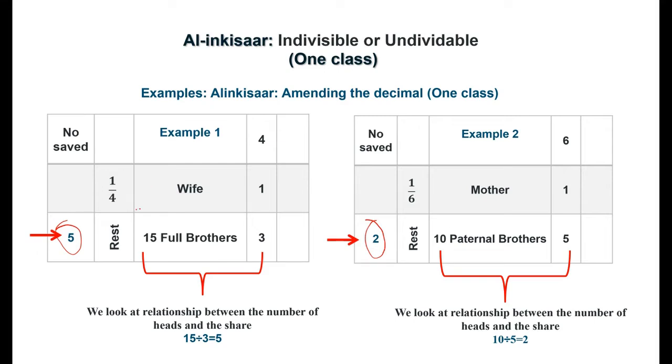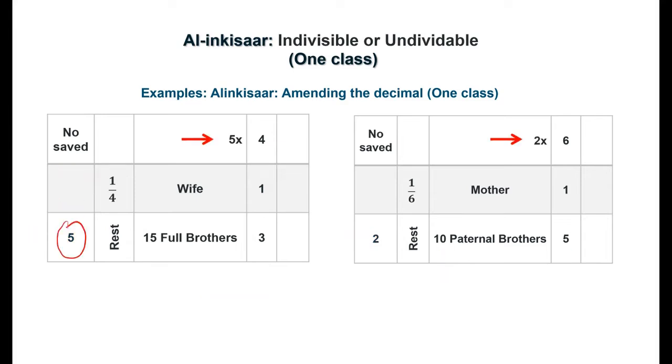If there was a problem with also amending the wife or the mother, then we would have looked at the problem between the two numbers and saved a number here. Now we take the 5 that we saved and place it on top of the total share, and we take the 2 and place it on top of the total share. So we multiply the number that we saved with the total share. So 5 times 4 and 2 times 6. We have 5 times 4 equals 20, and 2 times 6 equals 12.